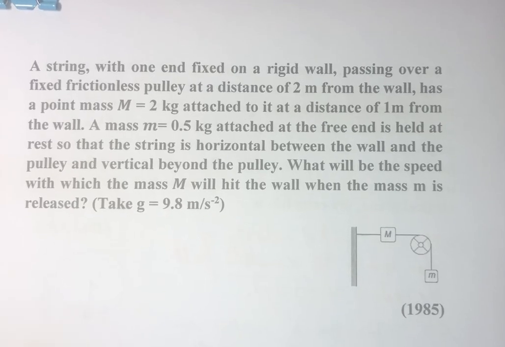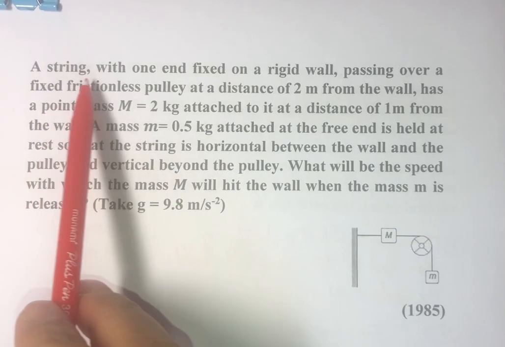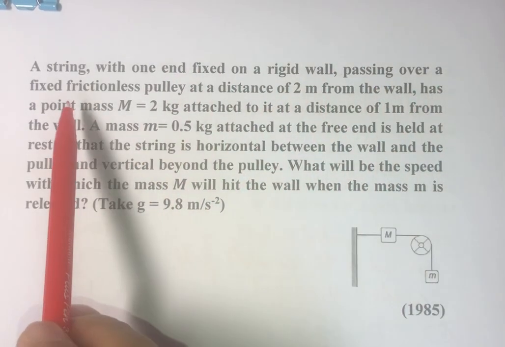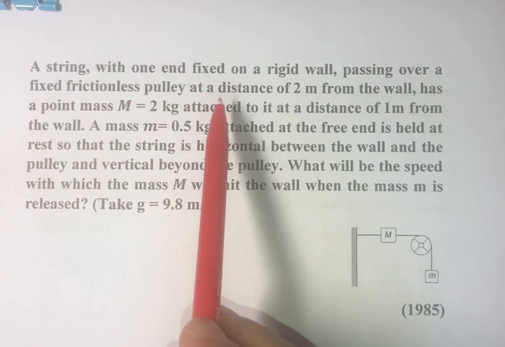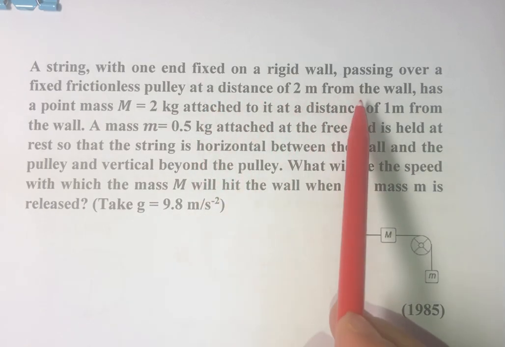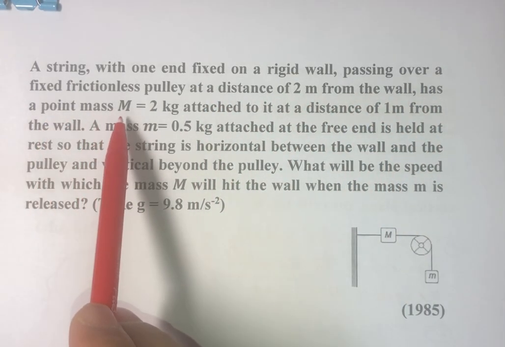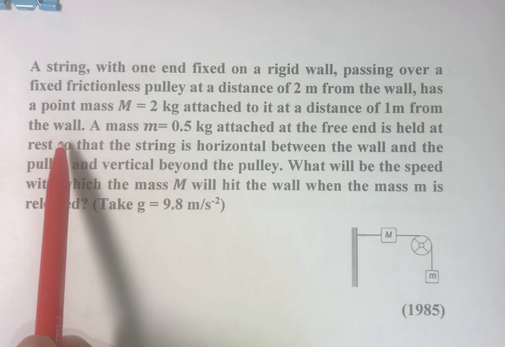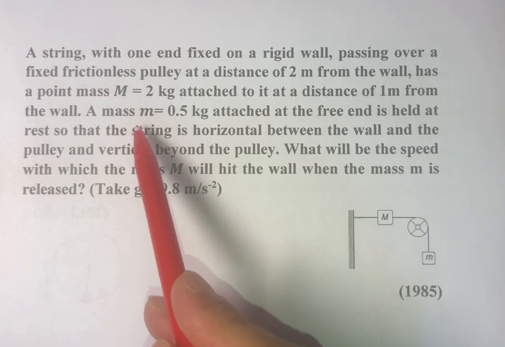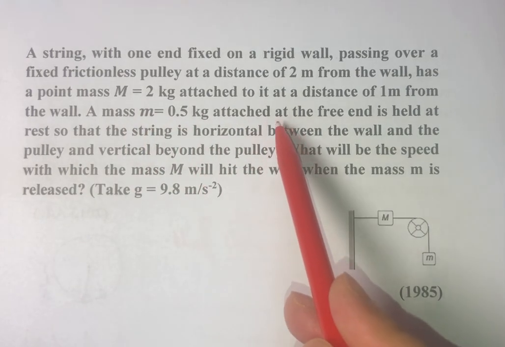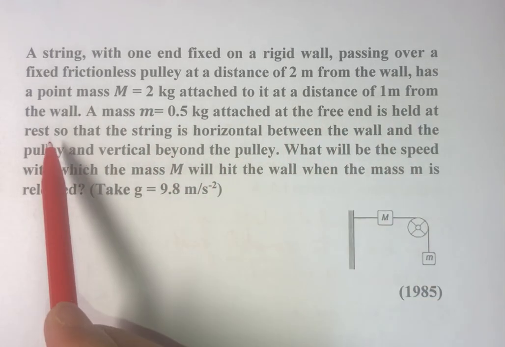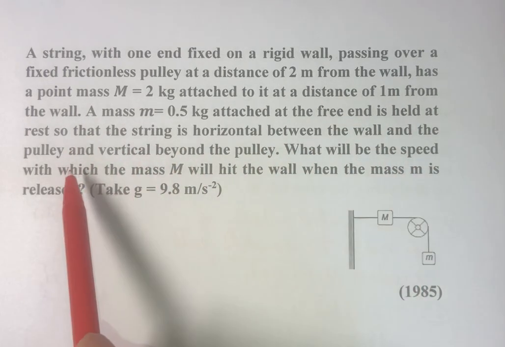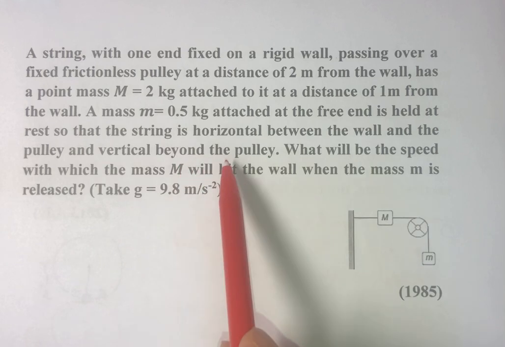Hello friends, today's question. A string with one end fixed on a rigid wall, passing over a fixed frictionless pulley at a distance of 2 meters from the wall, has a point mass M of 2 kg attached to it at a distance of 1 meter from the wall. A mass small m of 0.5 kg attached at the free end is held at rest so that the string is horizontal between the wall and the pulley and vertical beyond the pulley.